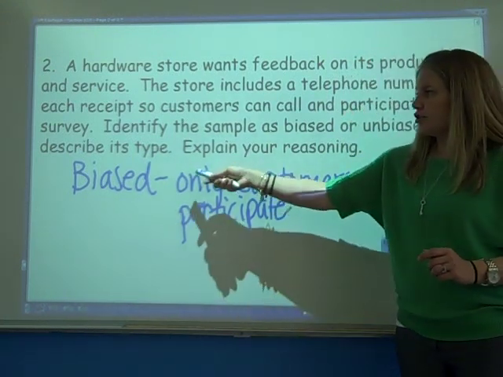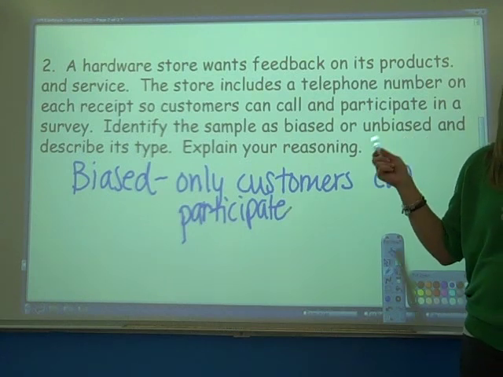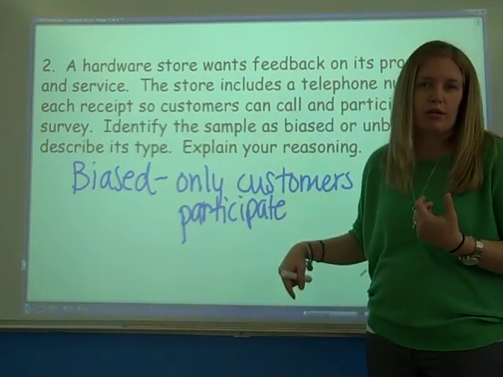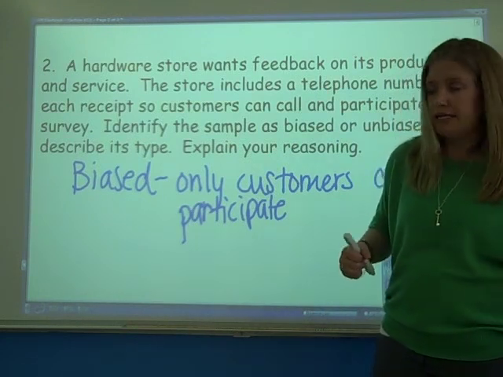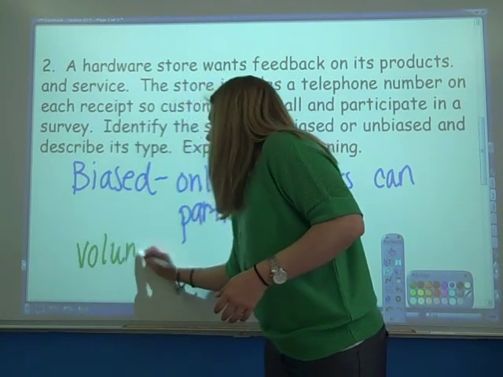Okay. There's two types of bias, and in this case it is the voluntary response one. Because they don't all have to call in. They might not want to. They probably just check their receipt and that person didn't have a shot. Voluntary response.